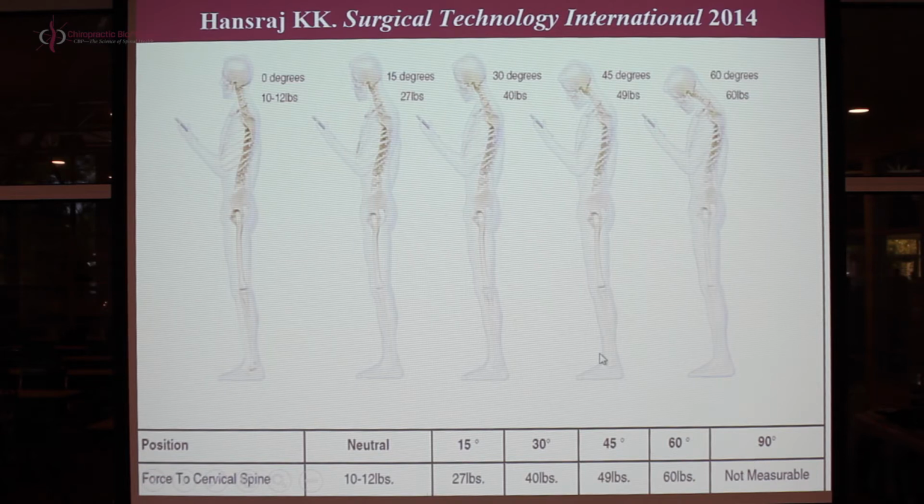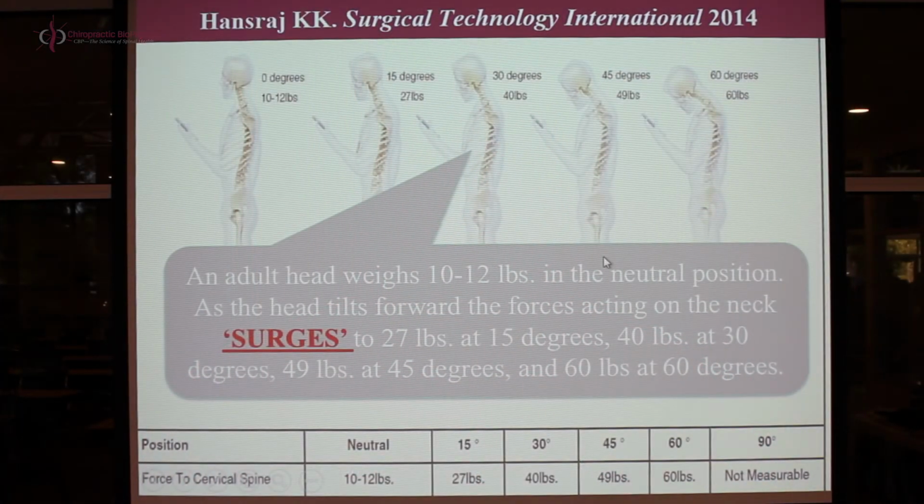Now, the reality of it is very simple, not necessarily a validated model. However, you get the idea that due to the offset of the skull center of gravity in the sagittal plane, it's increasing the effective load that's experienced by the cervical spine. Okay, so the author's conclusion is an adult head weighs 10 to 12 pounds in the neutral position. As the head tilts forward, the forces acting on the neck surge to 27 to 60 pounds. Okay? Simple model.